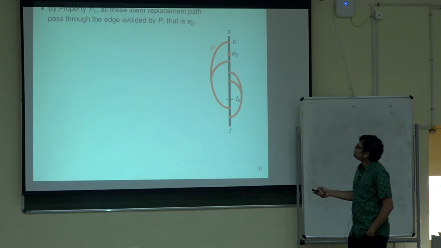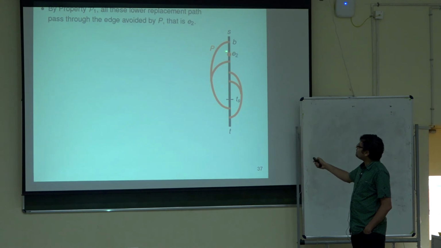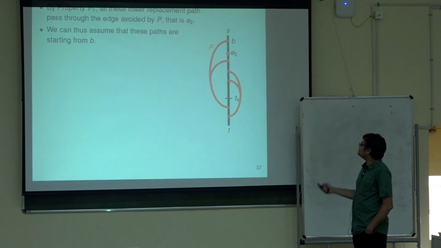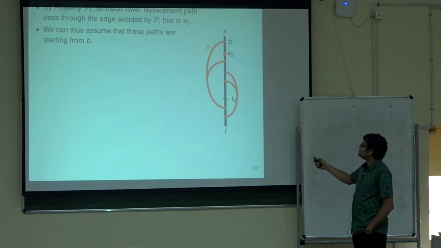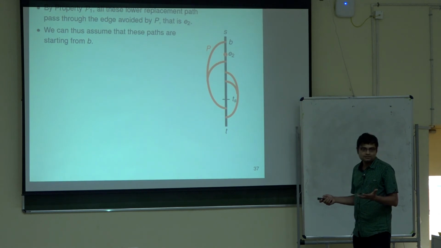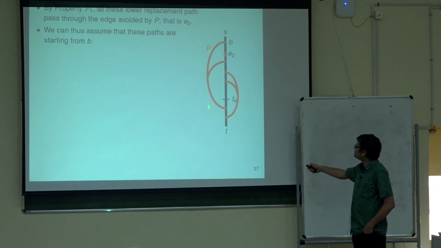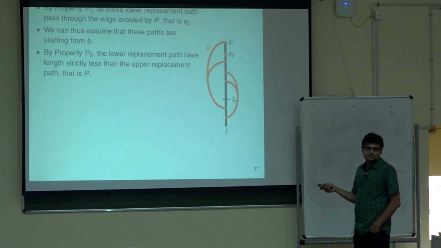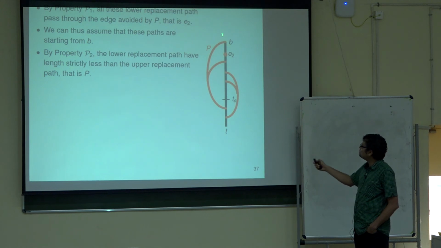Well, by property P1, all these lower replacement paths pass through the edge avoided by P. This is what we had proved. This was property P1. Then we can assume that all these replacement paths actually start from P, because all of them will pass through P. So let's just break off ST. I'll assume that all these replacement paths start from B.